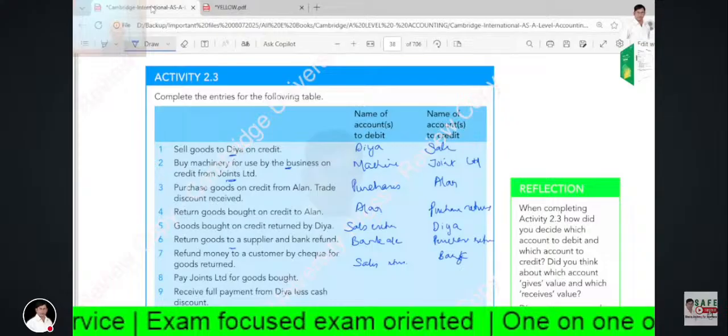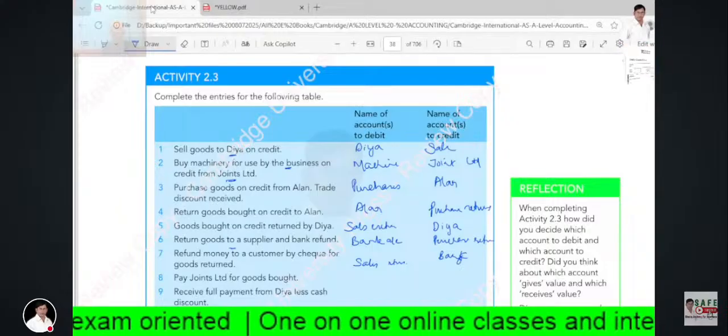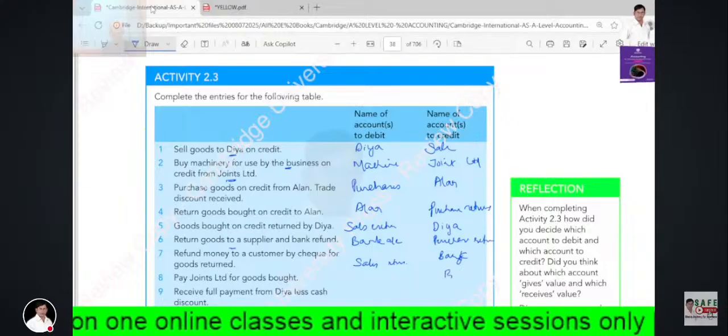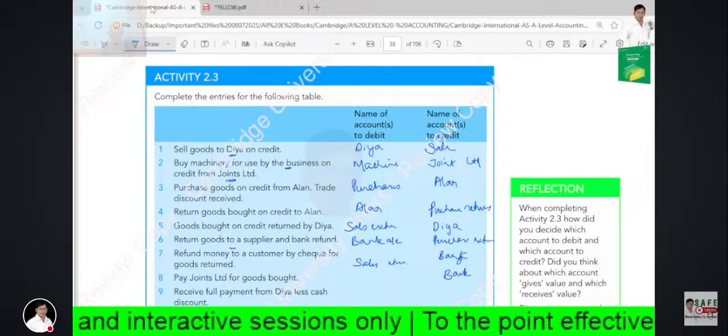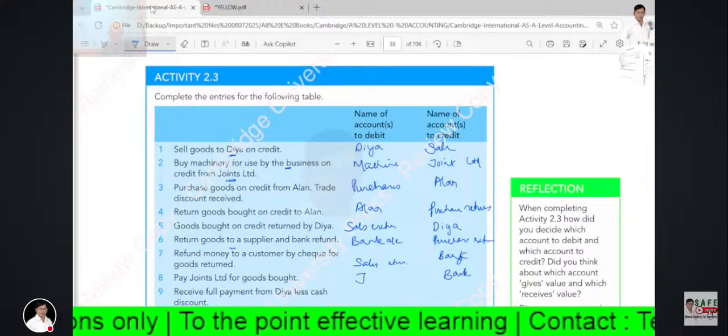So now pay Joint Limited for goods bought. So money will go out, bank account. Money will go out. So who will receive? Joint Limited will receive.